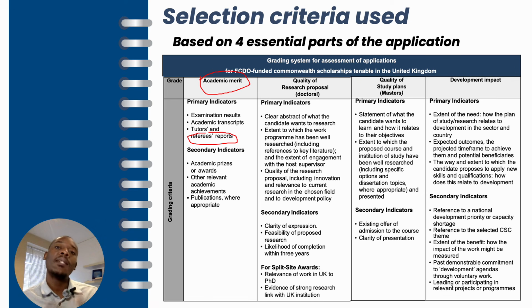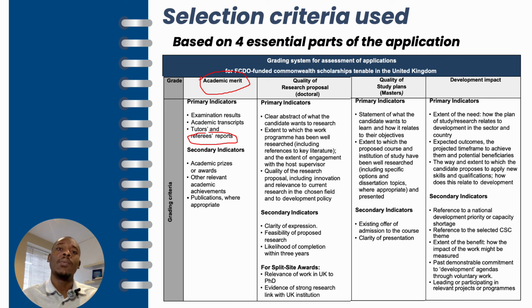So the secondary indicators, they just give you an upper hand or an edge in comparison to someone who does not have the secondary indicator. So if you have the primary indicators and you have the secondary indicators, then you are up for the scholarship.